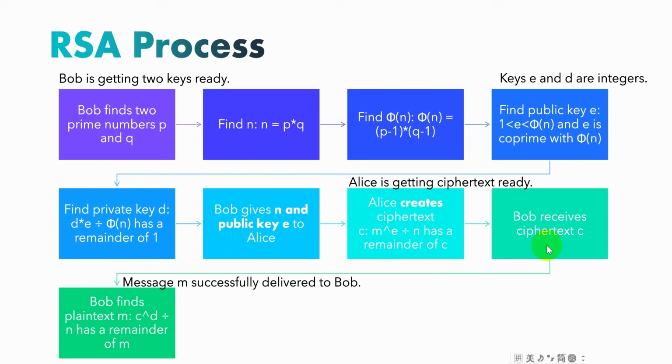And then Bob receives the ciphertext, and he uses the private key D to find the plaintext M. So C to the power of D divided by N has a remainder of M. If he does it like this, then the remainder should be the exact same thing as the message that Alice sends, and this is the whole RSA process.